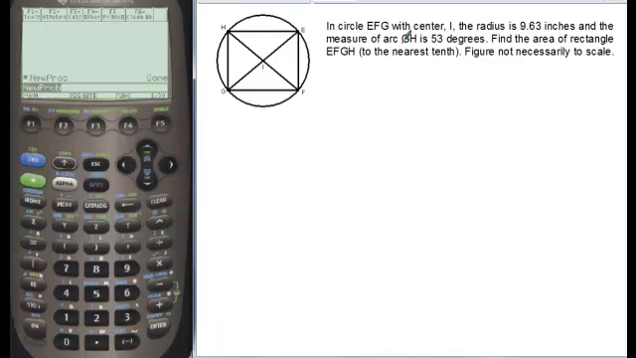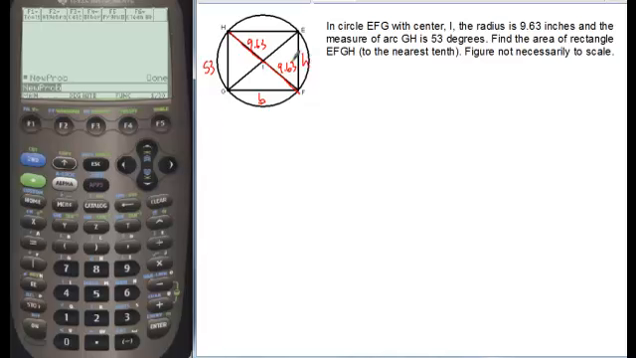In looking at this problem, we're told that arc measure GH is 53 degrees, and we're told that each radius is 9.63. So that would mean that this measure of 9.63 IF would also be 9.63. So looking at this, in order to find the area of this rectangle, we need the length of the base here, and we need the measure of its height.